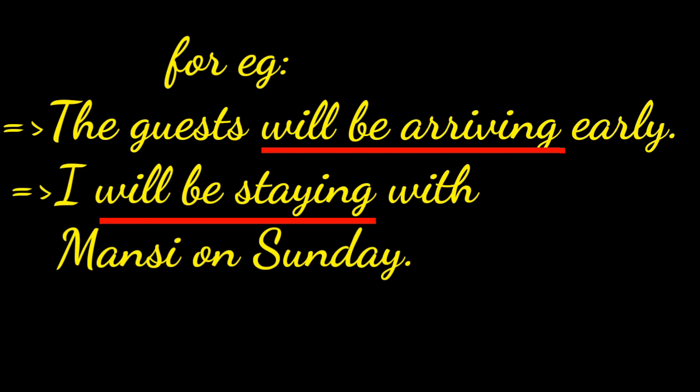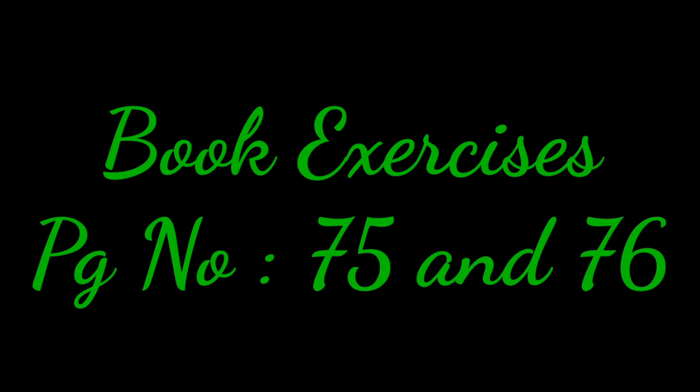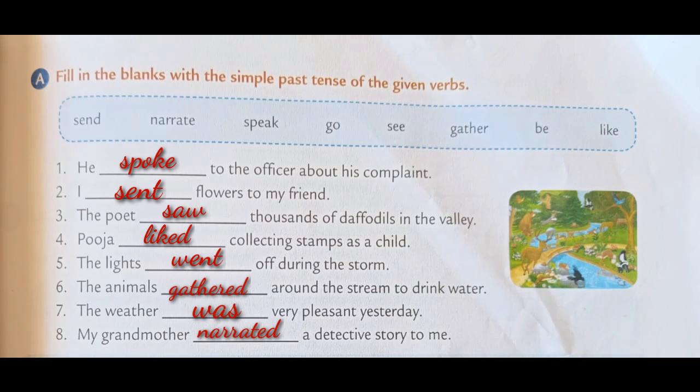Children, now we are going to do book exercises. Page number 75 and 76. Exercise A. Fill in the blanks with the simple past tense of the given verbs. Inside the bracket, verbs are given, children. You have to change them into simple past. Let's see the verbs given in the bracket: send, narrate, speak, go, see, gather, be, like.